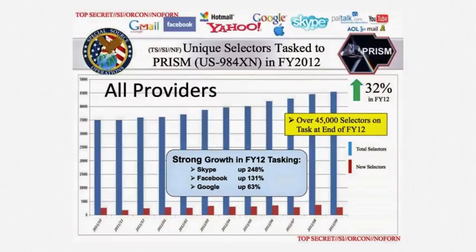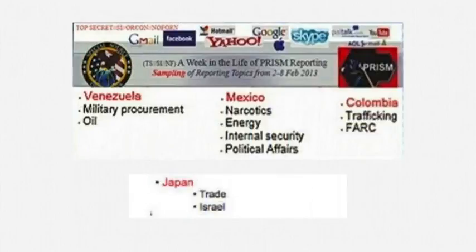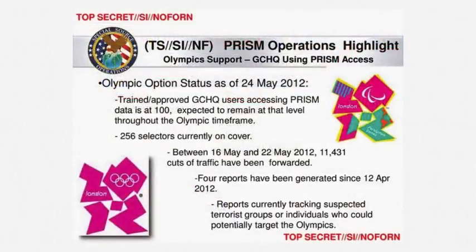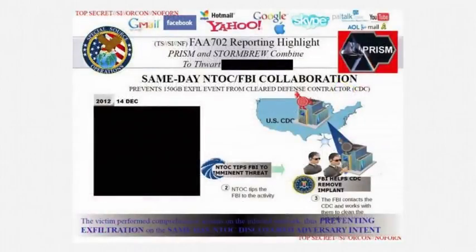As for how PRISM has been used, unfortunately, there isn't much transparency about that either. Leaked slides suggest a very broad range of foreign intelligence topics, ranging from traditional military and foreign affairs matters, to economic intelligence, to transnational criminal activities. During the Olympics, for instance, the NSA increased British intelligence access to PRISM for purposes of protecting the games. And on at least one occasion, PRISM mitigated a data breach at a defense contractor.